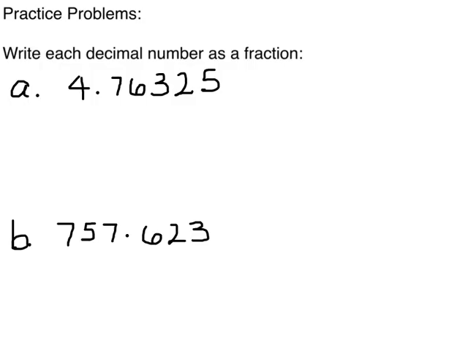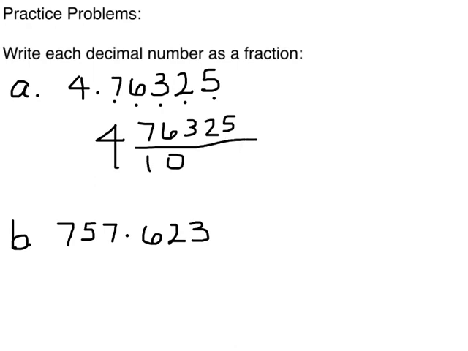Okay, let's go to the practice problems. Just 2, and it says write each decimal number as a fraction. So let's count those decimal places: tenths, hundredths, thousandths, 10,000ths, 100,000ths. So we've got 4, 7, 6, 3, 2, 5 over 100,000.